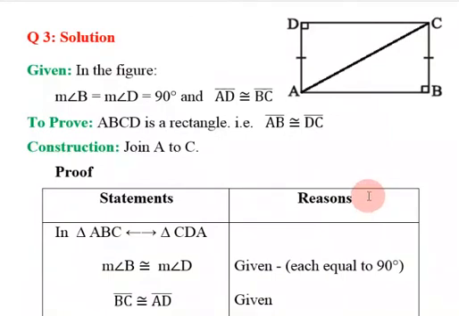Okay, now we are moving to the third question. In this it is given that the angles B and D are 90 degrees and the side AD is congruent to the side BC. Okay, and we have to prove that ABCD is a rectangle and the side AB is congruent to the side CD, because in a rectangle the opposite sides are congruent and the angles made by these lines are equal to 90 degrees. So we are doing one construction, that we are joining A to C, making a diagonal, and this diagonal divides the given figure into the two triangles ABC and ACD.